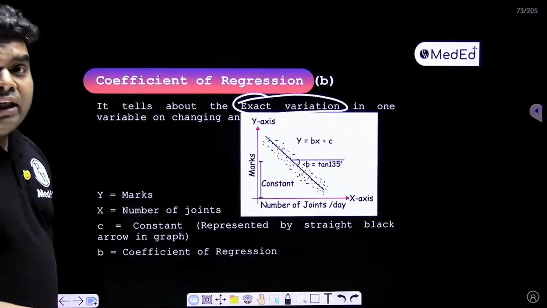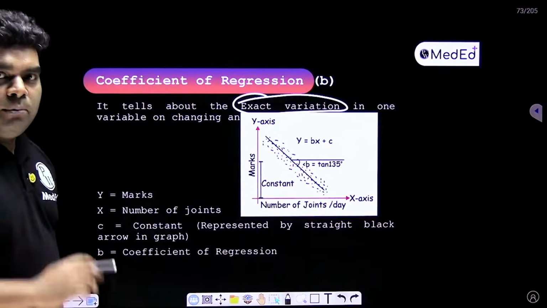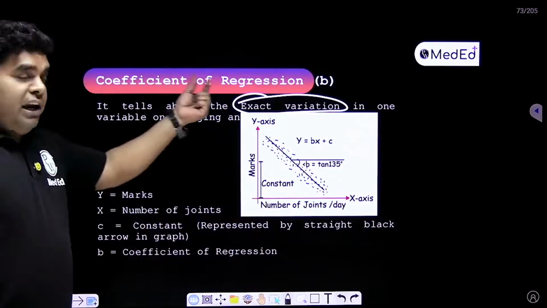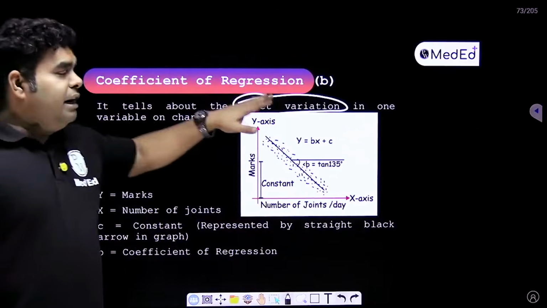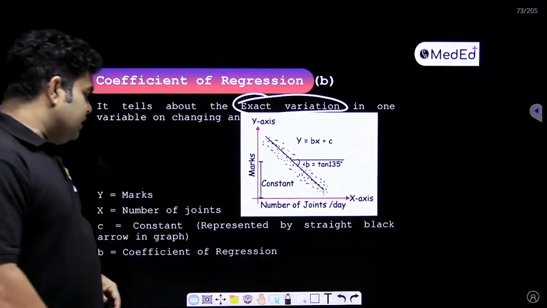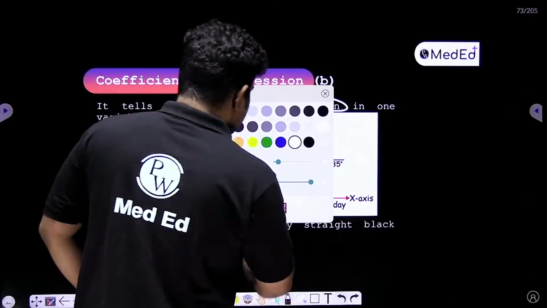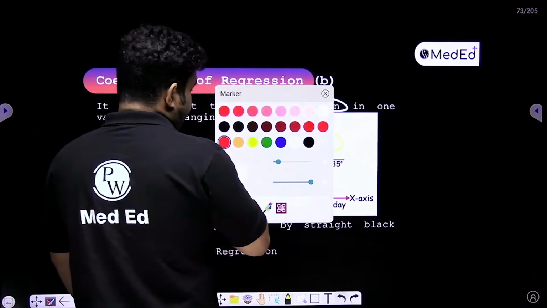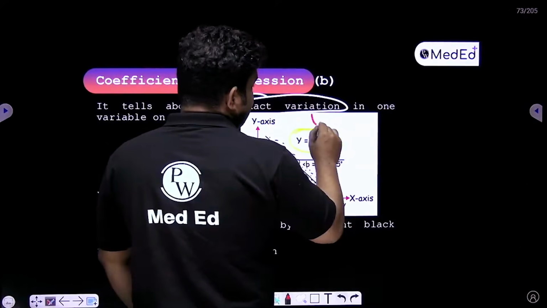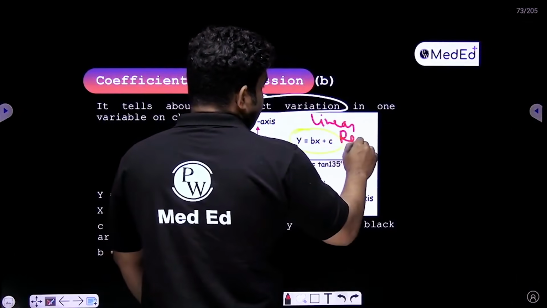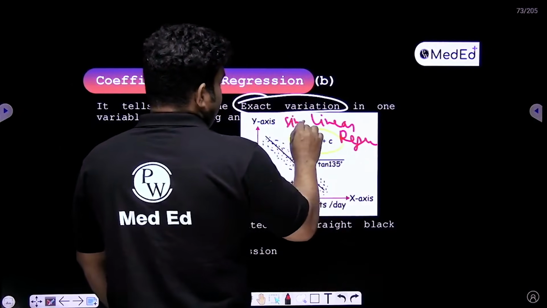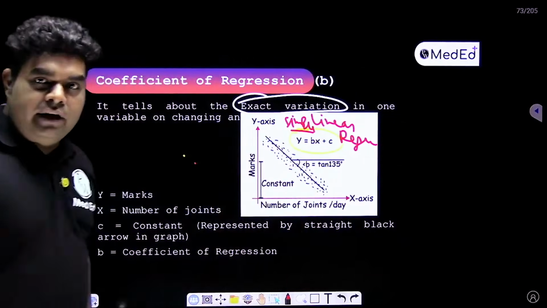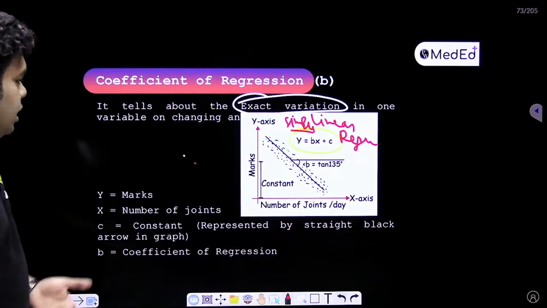And if you want to tell the exact variation in marks on changing the number of joints, you need a mathematical formula here, which is in the regression. So only regression can tell the exact variation. Why can it tell the exact variation? Because it has a mathematical formula, y is equal to bx plus c. This is the mathematical formula for simple linear regression. So for linear regression, we can use this formula, y is equal to bx plus c. And if x is given, we can find the y here. Okay. If you want, I can do it for you.